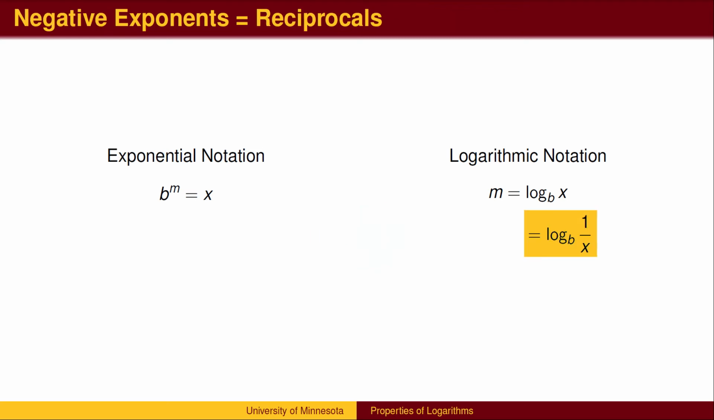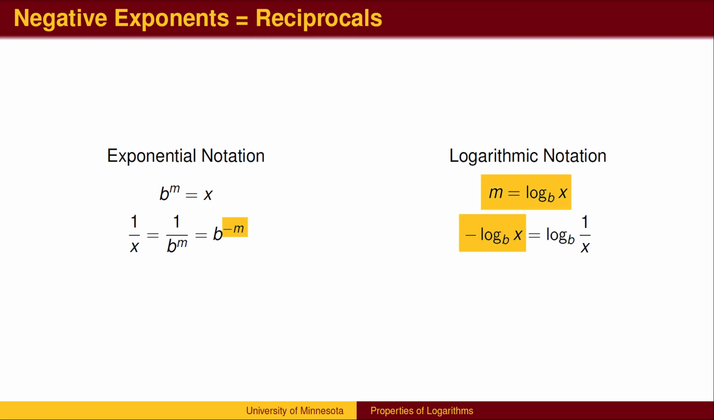What is the log base b of 1 over x? Using the definition, x is b to the m, so 1 over x is 1 over b to the m, and we know that reciprocals are represented by negative exponents. Therefore, the exponent you put on b to get 1 over x is negative m, which is the opposite of the exponent you put on b to get x.